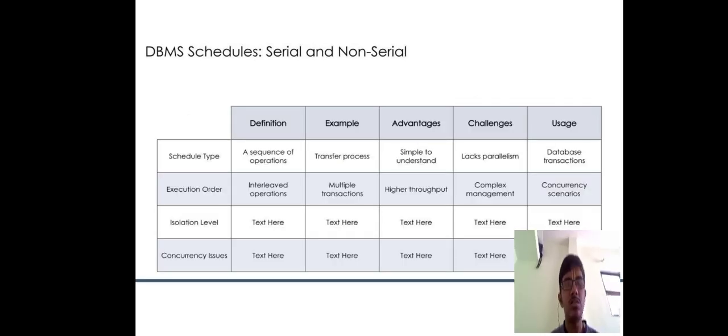Then next is database schedules, which are serial and non-serial. Here we can see the sub-columns like definitions, examples, advantages, challenges, and uses, which are schedule type, execution order, isolation levels, and concurrency issues. We can understand this by reading it. Some of the text is remaining here. We will see.